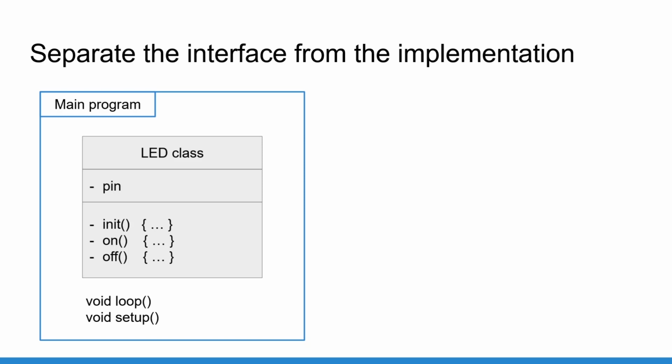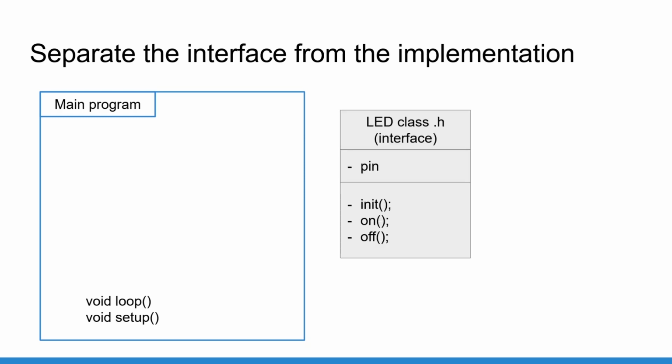Okay, so how are we going to do this? As you can see here, our main program, so this is what we have built for now. We have the LED class, okay, and then we have the void loop and the void setup. So that's our program for now. What we are going to do is remove the class completely from the main program. We are going to create a new file, a header file, so a .h file, and this is going to be what we call the interface.